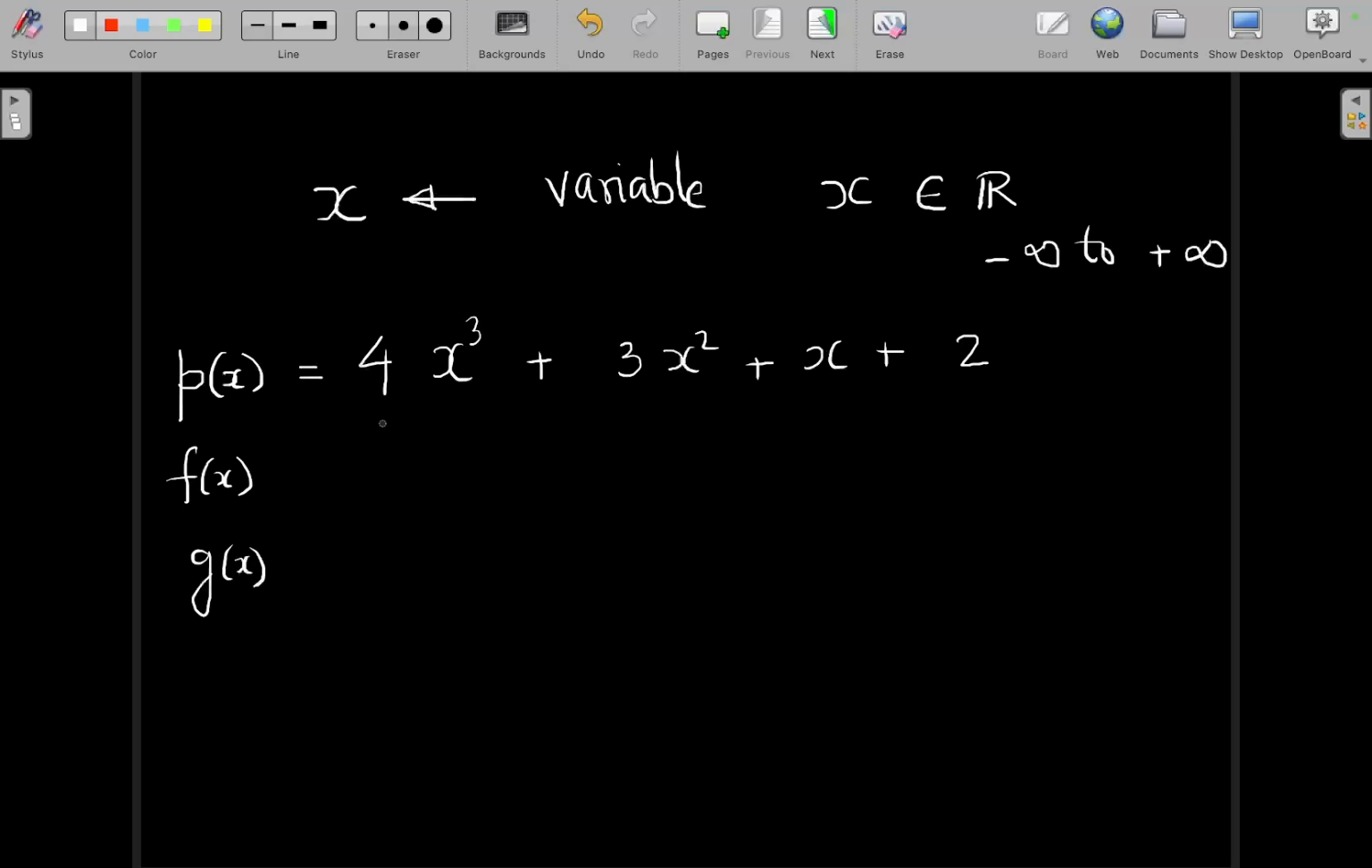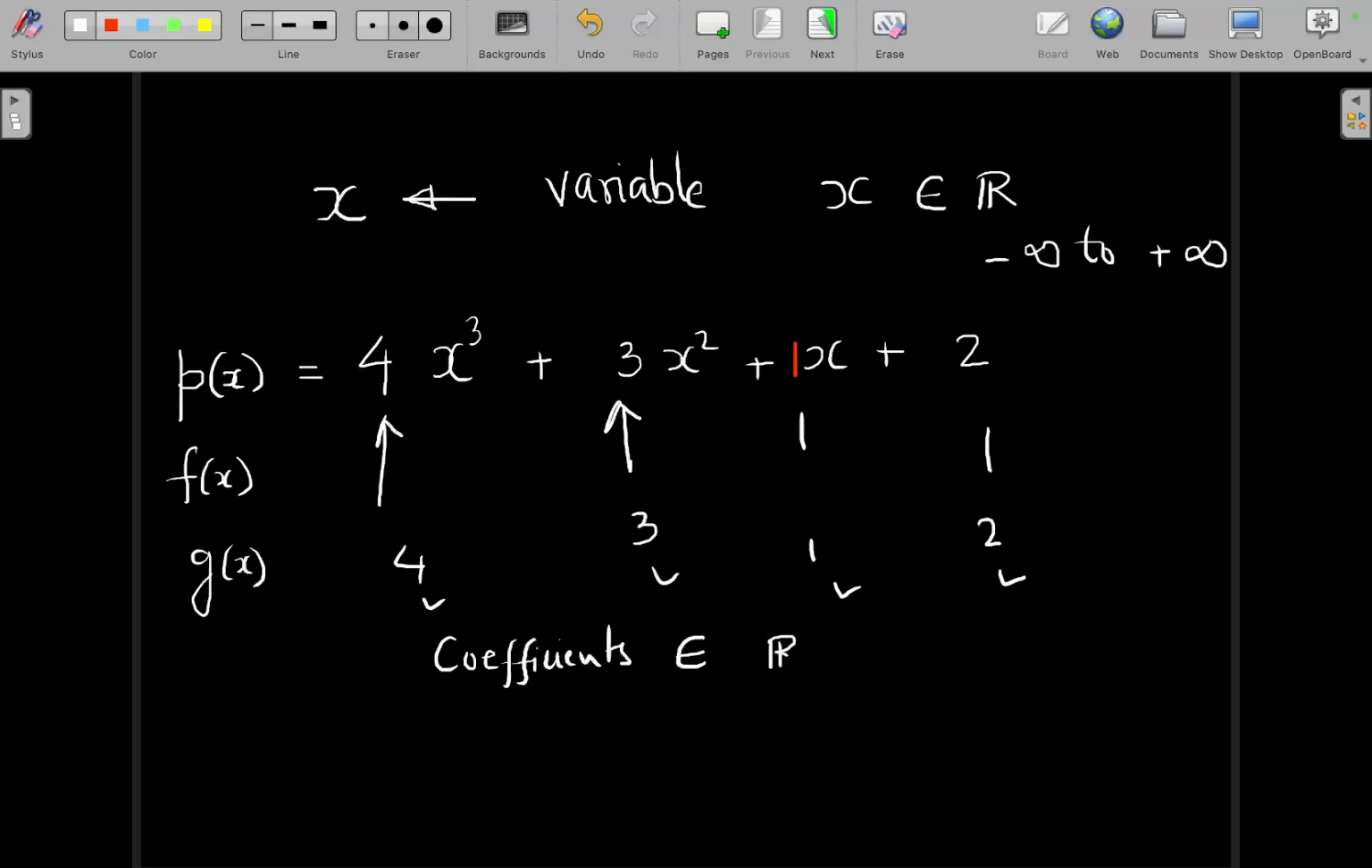And these numbers in front of the x, in this case 4 and 3, then 1, and in this case 2, are called coefficients of the polynomial. Now what I want you to understand is that they don't have to be nice natural numbers or integers like this. These coefficients are also anything in the real numbers, so we write it like this.